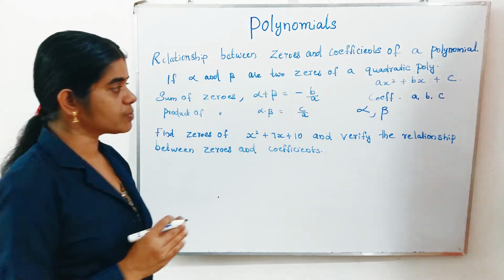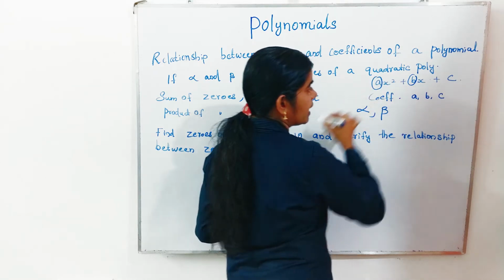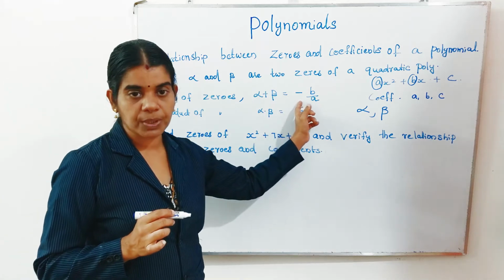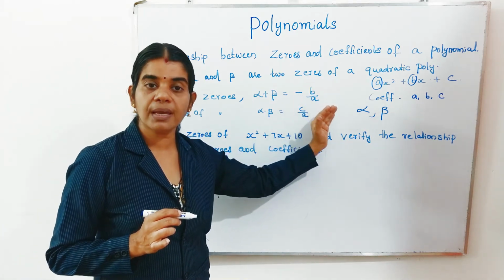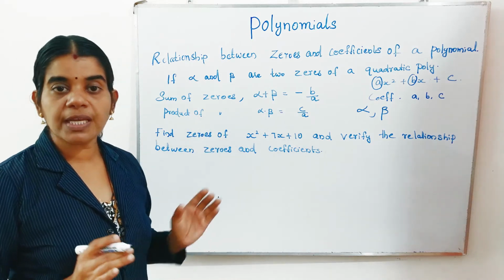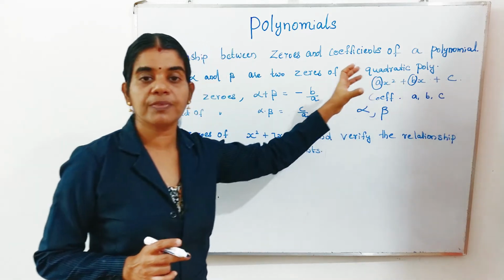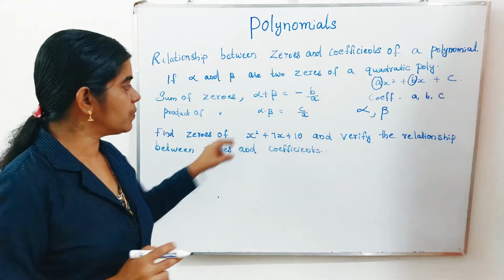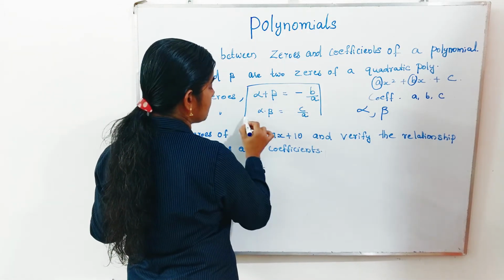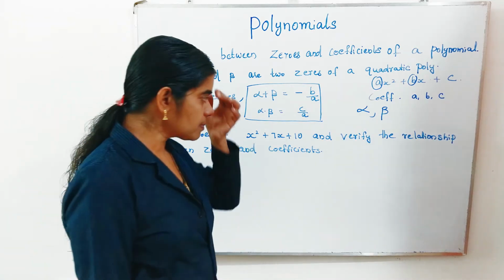For the sum of the zeros, you just look at the coefficient of x and the coefficient of x square, and you also give the sign minus, then that will be minus b by a. Then the product of the zeros, that means alpha into beta, will be c by a, that is the constant number divided by the coefficient of x square. These two you want to learn by heart. Sum of the zeros, alpha plus beta is equal to minus b by a. Alpha into beta is equal to c by a.